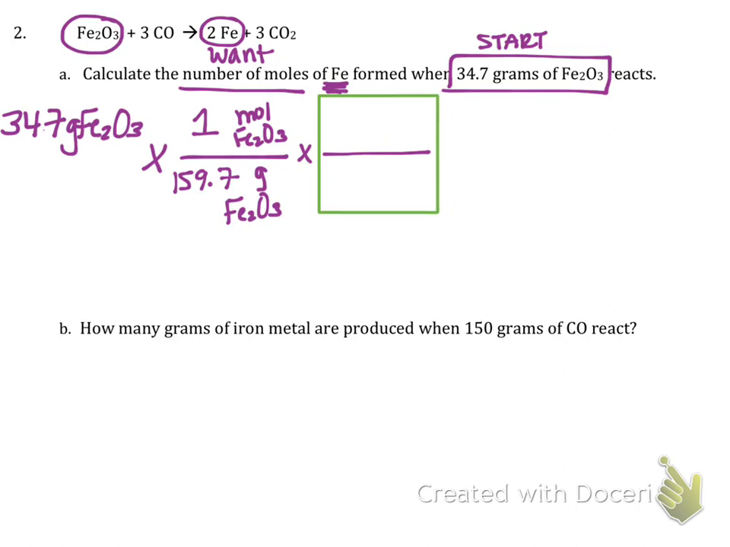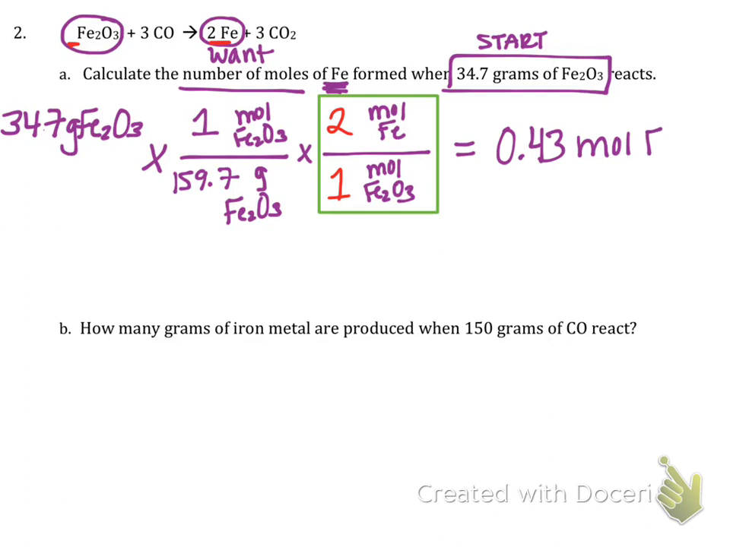Now that we are in moles, we can use our recipe right here. The numbers from your recipe have to be in the same fraction and you only use them once. So think about what you start with and what you want. I want iron. So the number 2 has to go on top. This is what I want. What I don't want is iron oxide. The number here is the number 1. So this is going to be moles of iron oxide. Right? It doesn't want grams, it wants moles, so that means we're going to stop and end here. If you do the math, I believe you're going to get 0.43 moles of iron.